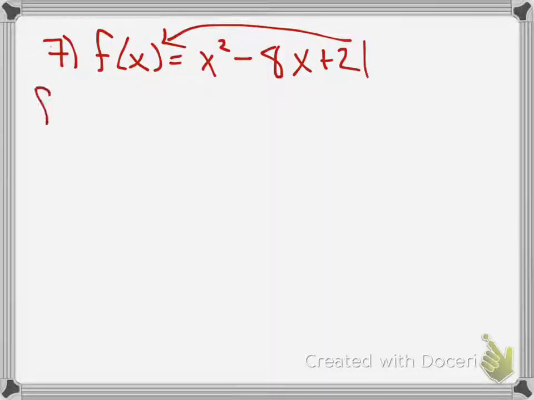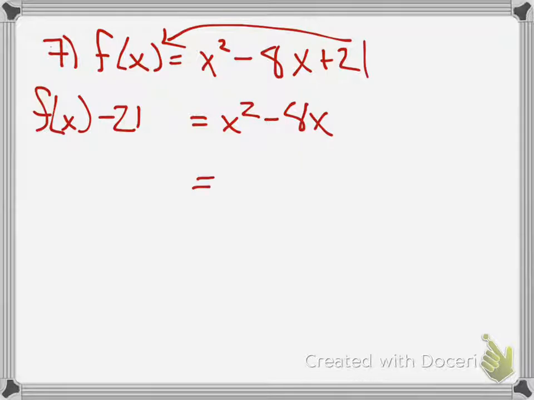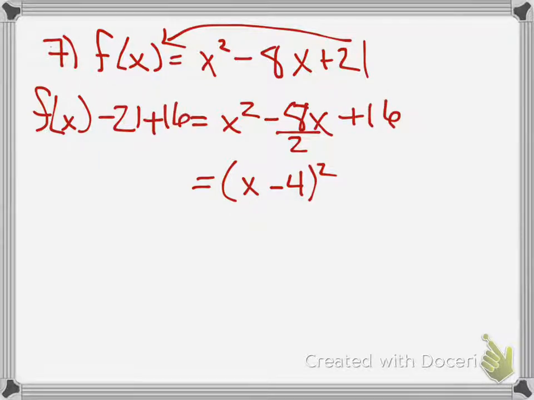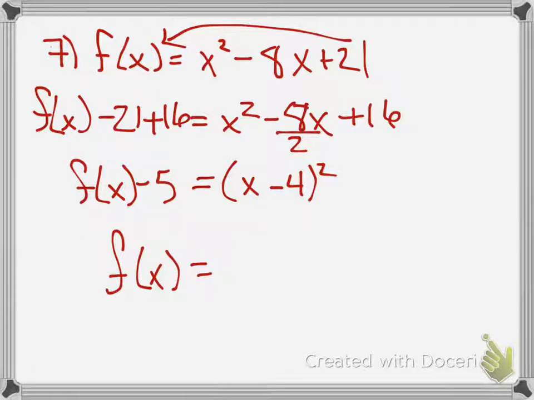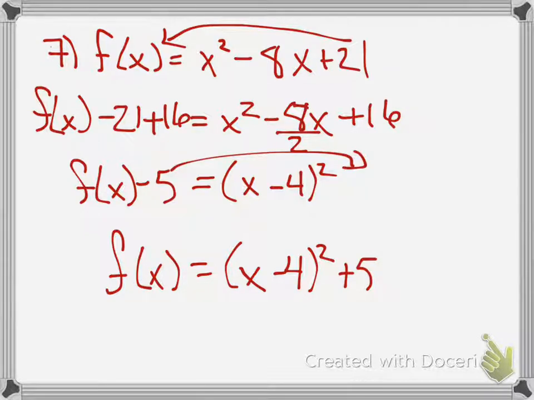Okay, so number 7, same steps. The only difference here is that you've got this -8. So you got to be careful with that. Keep in mind that that will change the sign here. Negative 8 divided by 2 is negative 4. Then I'm adding 16, because 4 squared is 16. That gives me negative 5. Move it to the other side. And I get x minus 4 squared plus 5, because this will move to the other side.